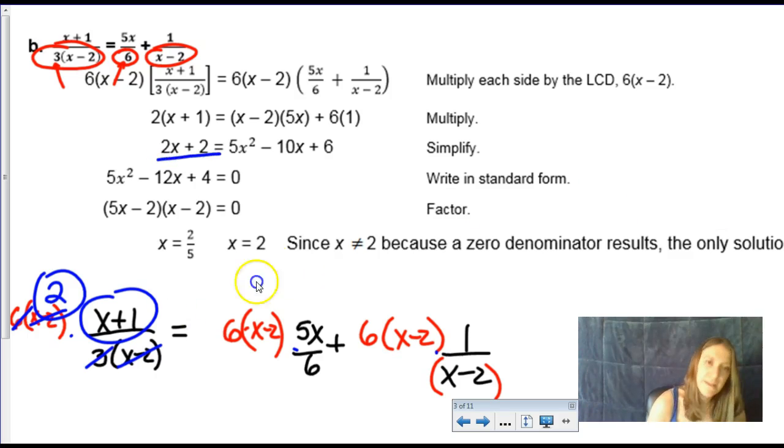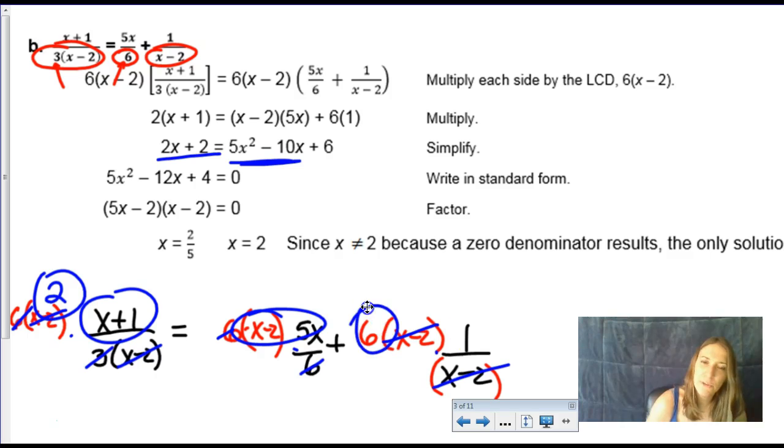And then on this next term, the 6 will cancel, but you still have to multiply the 5x times the x minus 2. So that's where this term's coming from. And on this last one, the x minus 2s will cancel, but you still have to multiply 6 times 1, and that's where that 6 came from. So that's a nice little example of where everything came from. They distributed, collected like terms. It was a quadratic. They factored. And then they looked at the original denominators and said, uh-oh, this one right here, that's a problem.